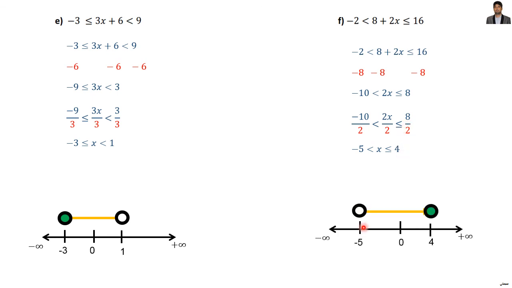Draw a circle above minus 5 and draw a circle above 4. There is an equal sign with 4, so we fill that circle and leave the circle above minus 5 blank. Finally, join these two circles with the line.